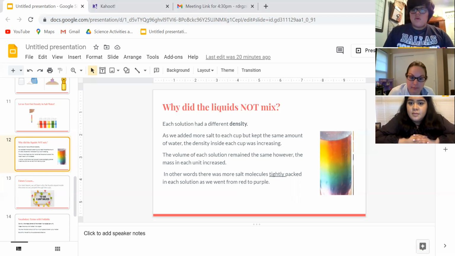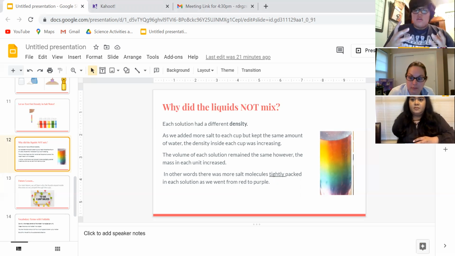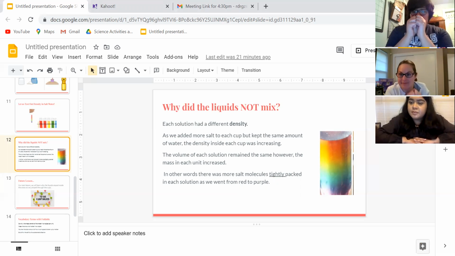As we added more salt to each cup with the same amount of water, the density inside each cup was increasing. The volume of each solution remained the same, meaning the water remained the same for all 6 cups, but the mass of each unit was increasing. So basically everything that we were putting inside the cup. In other words, there were more salt molecules tightly packed in each solution as we moved from red to purple.